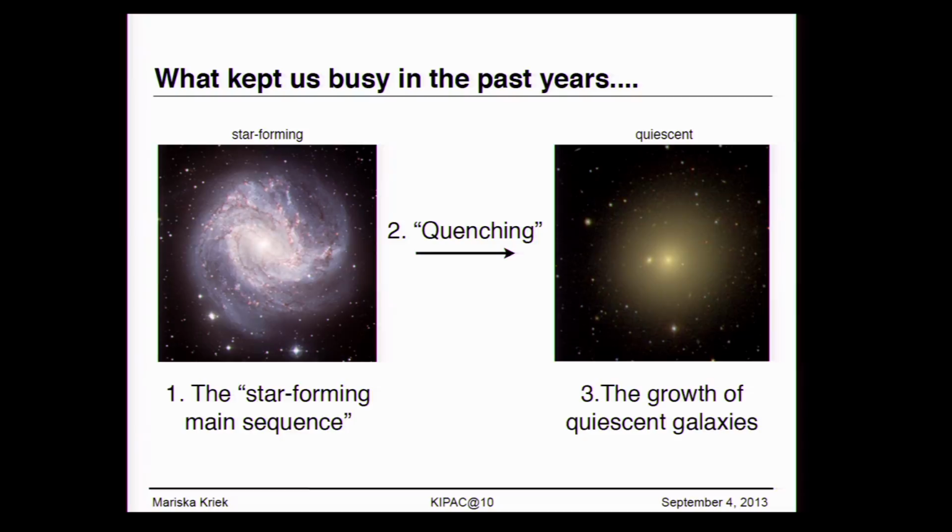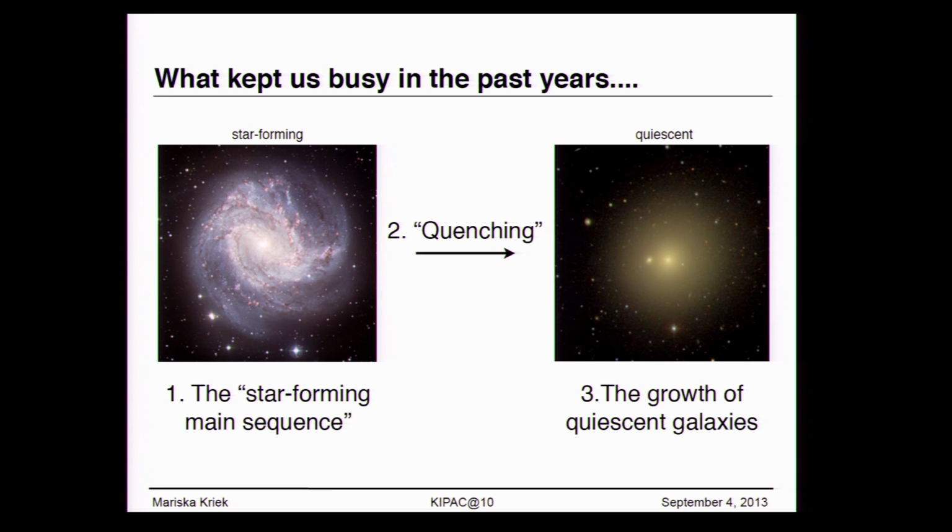Okay, so this is what I think we've been doing in the past years. So what have people in the field of galaxy evolution from 0 to 2 been doing? Well, lots of people have been working on this star-forming main sequence that Dan already talked about. So this is the sequence between star formation rate and stellar mass, on which most galaxies who are forming stars seem to fall. So lots of people have been working on how do we actually go from a star-forming galaxy to a quiescent galaxy. So how do we actually stop the star formation in these galaxies?